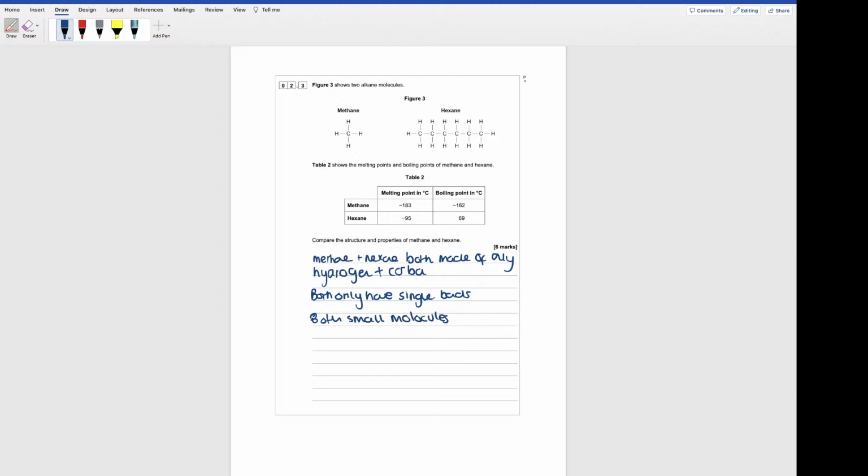Let's have a look at what's different about them. Well, the number of carbons in methane is only 1, but the number of carbons in hexane is 6. So that's a difference. There's 1 carbon in methane and 6 carbons in hexane. Now, if we look at the number of hydrogens, that's also a mark. There's 4 hydrogens in methane and 14 in hexane.